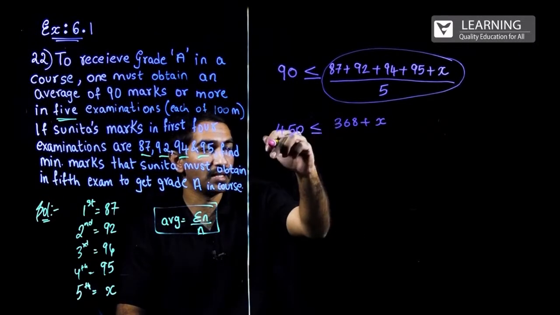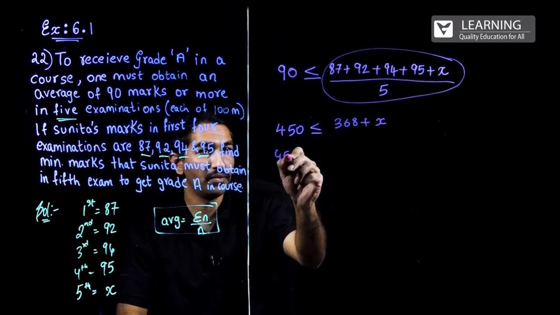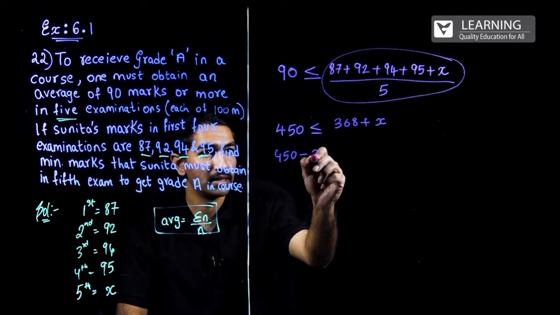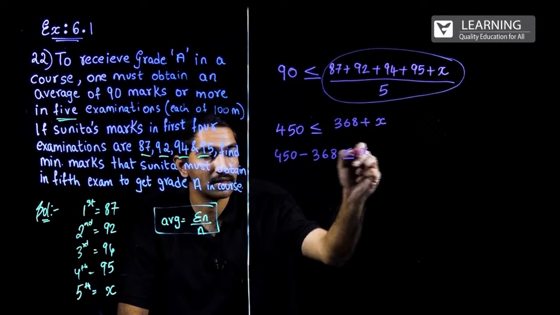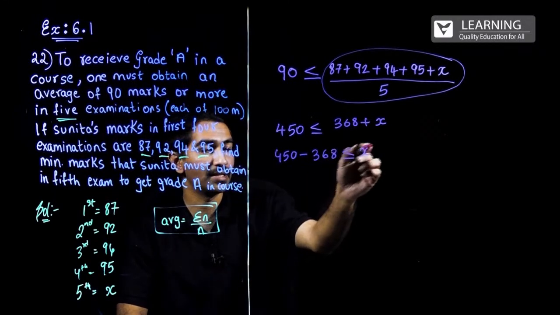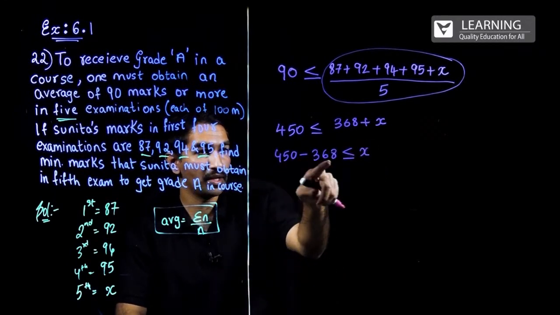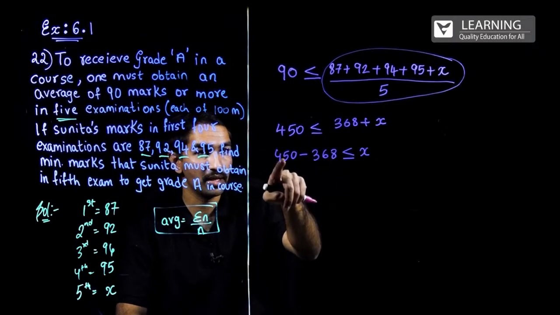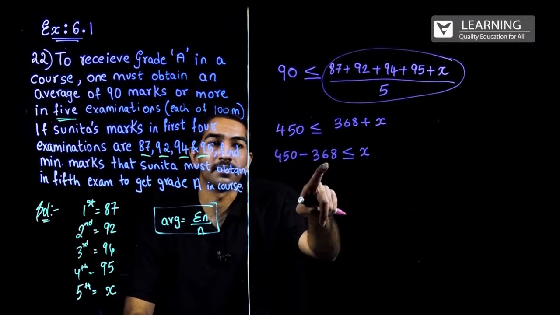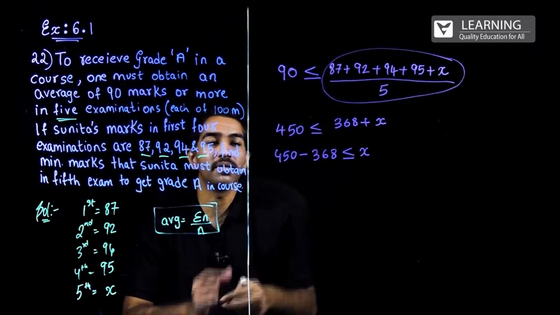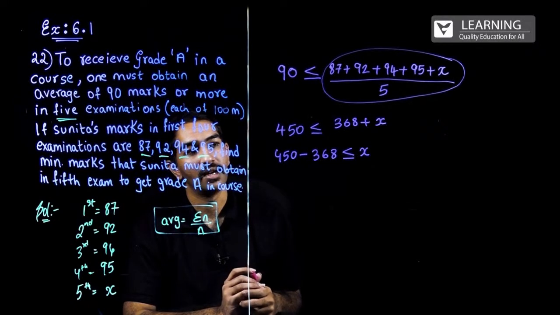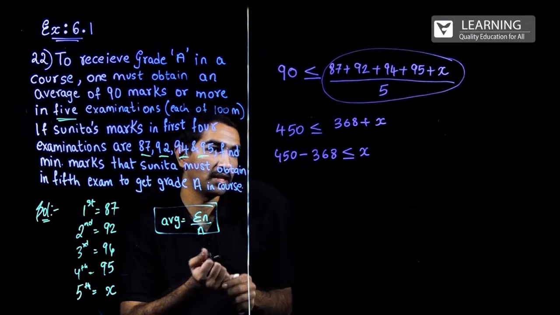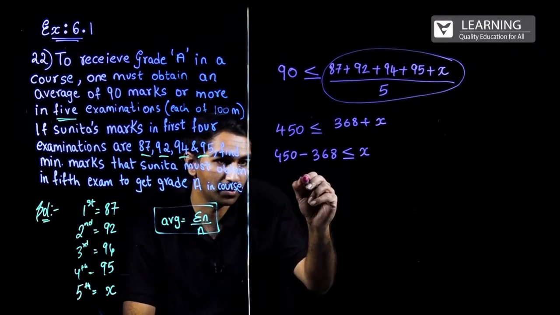Correct? Now send this 368 on that side. So 450 minus 368 should be lesser than or equal to x. Now what is 450 minus 368? Students, what you have to do here is 450 minus 350. So 450 minus 350 will be getting how much? 100. Then 100 minus 18. So what is 100 minus 18? That will be equal to 82.